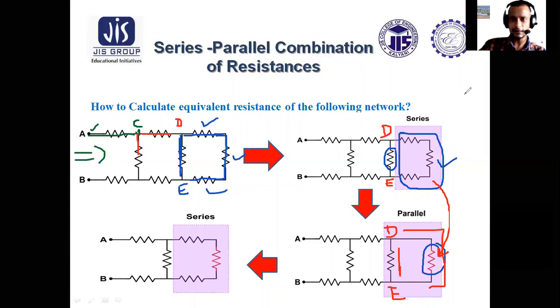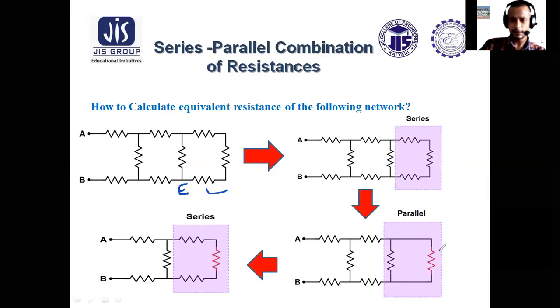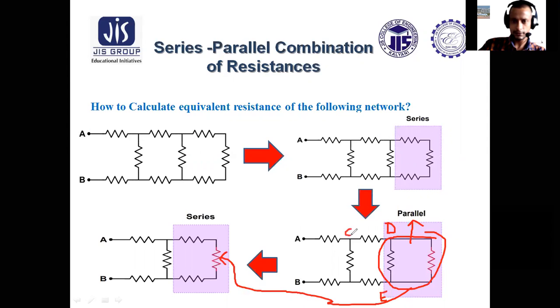So we may consider these two in parallel as mentioned here. So by combining these two in parallel, you will get the parallel combination of these two resistances as this single resistance. Now, as this is combined in parallel and a single resistance is obtained, this was D, this was E, this was C, and suppose this is F.